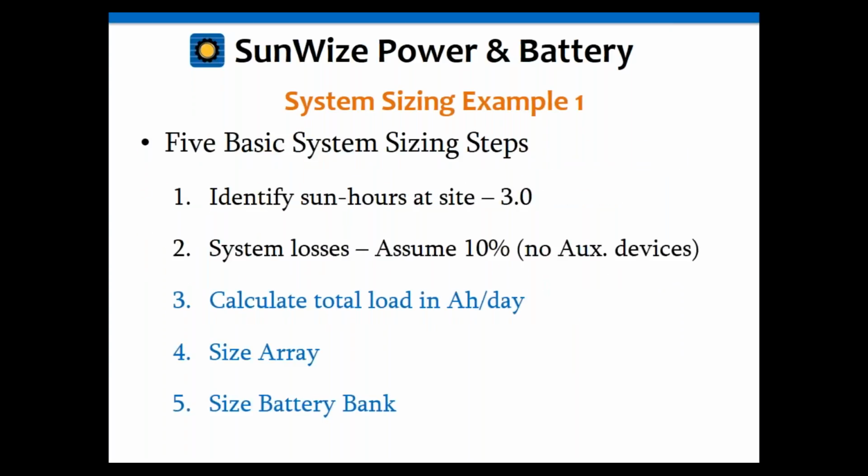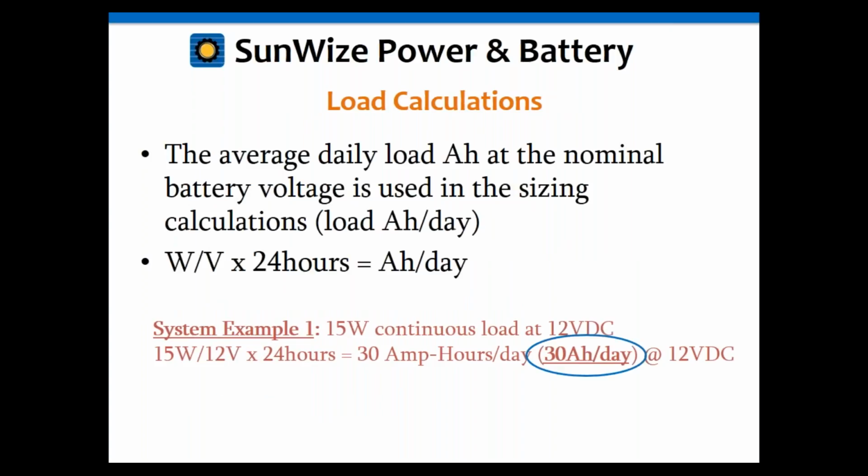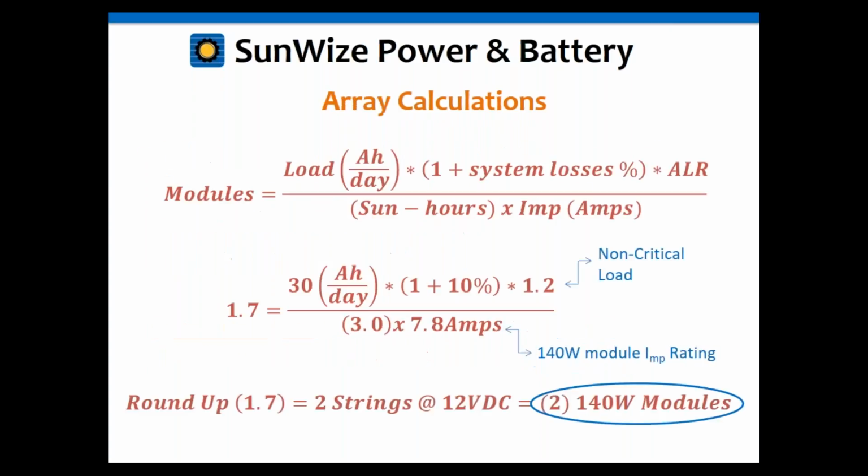Okay, we're going to go ahead and just go with 10% on the losses. It's a pretty simple system, so we don't really have a lot of losses to worry about. So we'll just go ahead and use 10% for that. Then our next step is to calculate the load in amp hours per day, and then we're going to size the array and do the battery. So again, just a simple calculation. We're going to take the watts and divide that by the voltage. It's going to give us the amps. Then we multiply that by the hours per day it's operating, which, because it's continuous, is 24 hours a day. That's going to give us 30 amp hours per day at 12 volts.